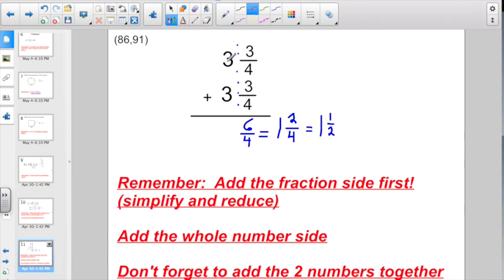Now let's take care of our whole number side. 3 plus 3, that's 6. So I have 6 for an answer on my whole number side. I have 1 1/2 for an answer on my fraction side. My last step, I have to go and add these two answers together. 6 plus 1 1/2, that's going to give you a grand total of 7 1/2.